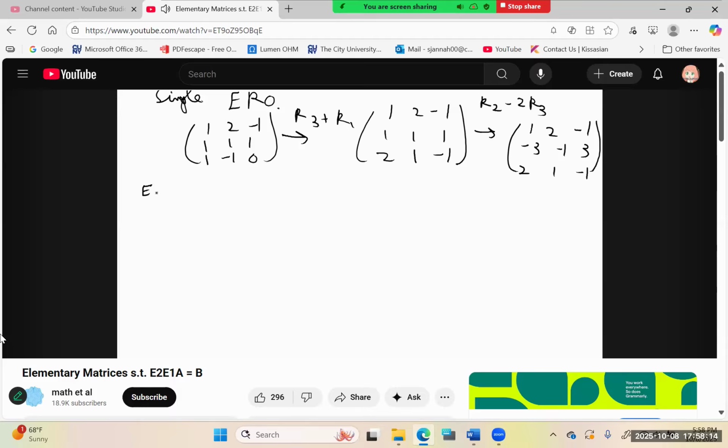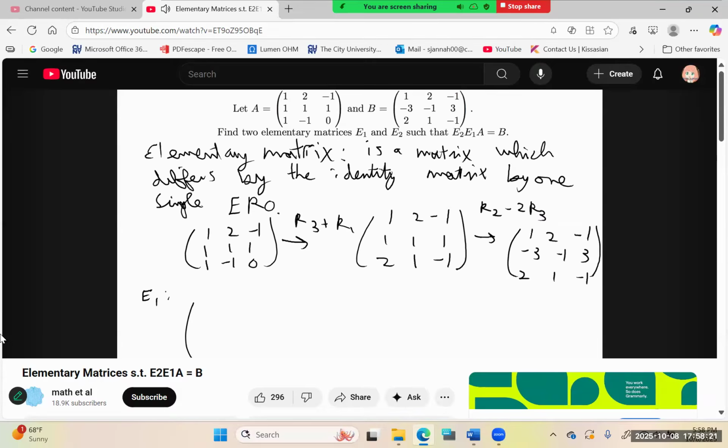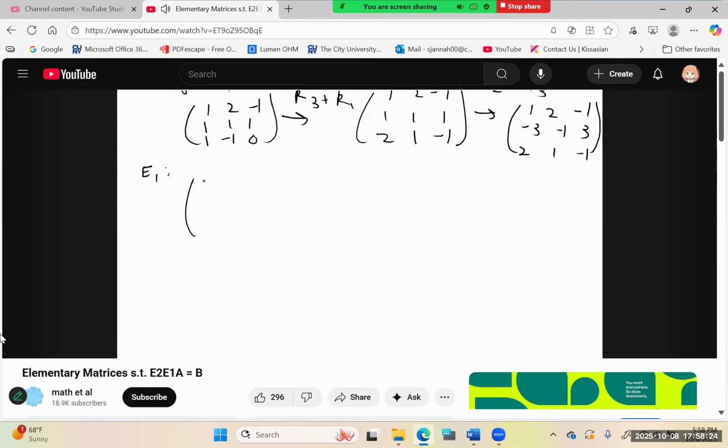So to find the first elementary matrix, we're going to take a 3 by 3 identity matrix, and we're using 3 by 3 because we are given 3 by 3 matrices, so we know that the identity has to be a 3 by 3 matrix. So a 3 by 3 identity matrix looks like that, and we're going to perform the same elementary row operation that we did the first time for A. So that's R3 plus R1, and that gives 1, 0, 0, 0, 1, 0, and then 1 plus 0 is 1, 0 plus 0 is 0, and 1 plus 0 is 1.